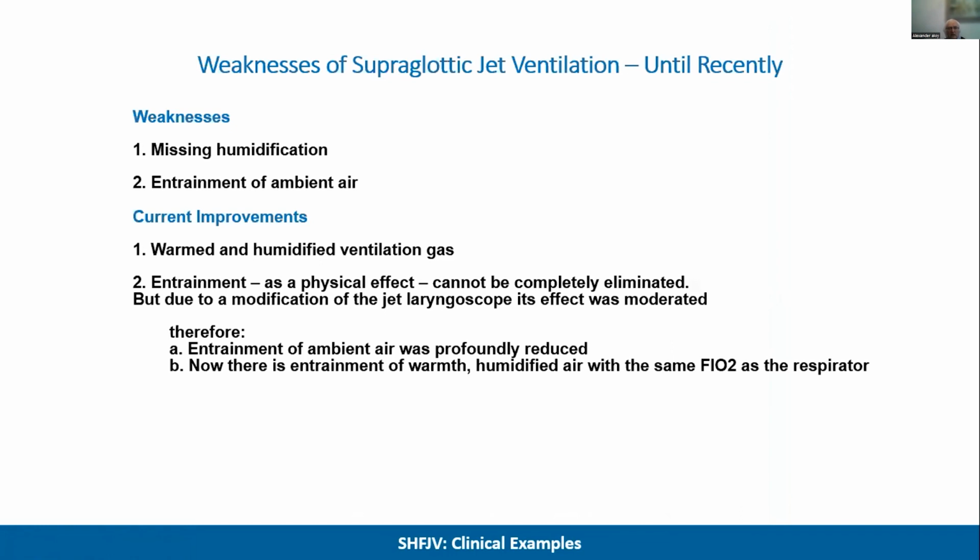And what are the weaknesses of supraglottic jet ventilation until recently? Weaknesses are missing humidification and the entrainment of ambient air. Current improvements: warmed and humidified ventilation gas. The entrainment as a physical effect cannot be completely eliminated, but due to a modification of the jet laryngoscope, its effect was moderate. Therefore, entrainment of ambient air was profoundly reduced, and now there is an entrainment of warm, humidified air with the same oxygen concentration as the respirator.